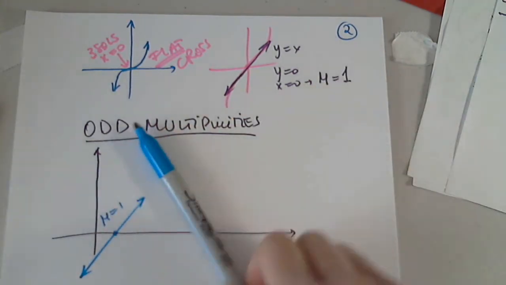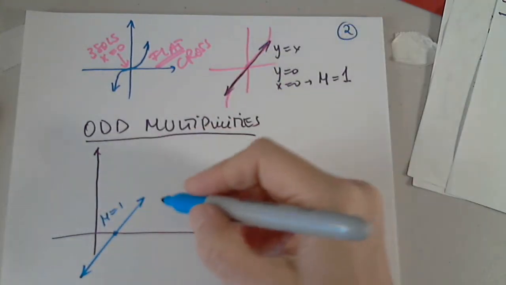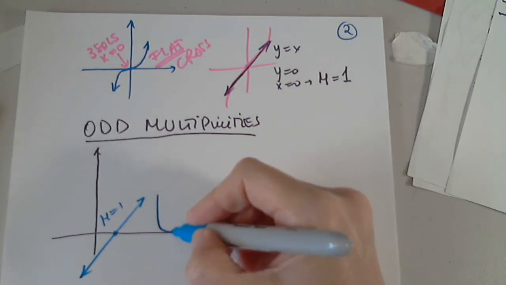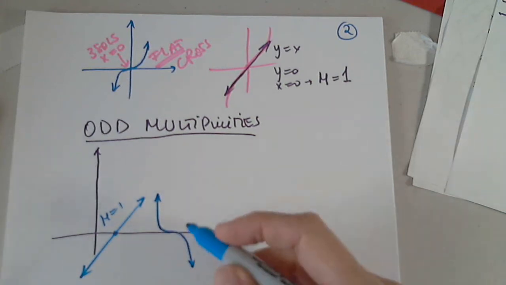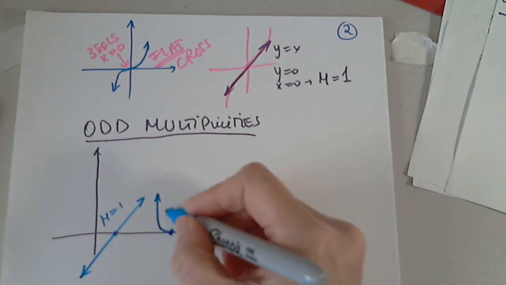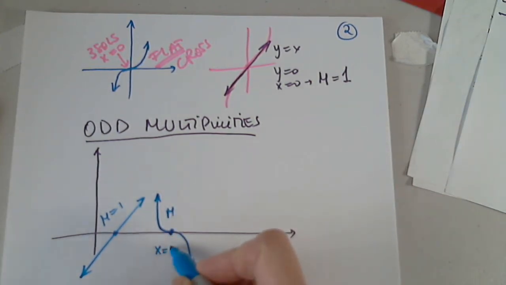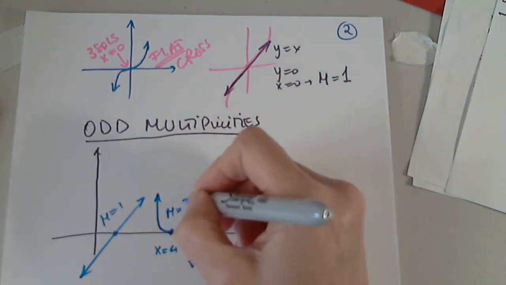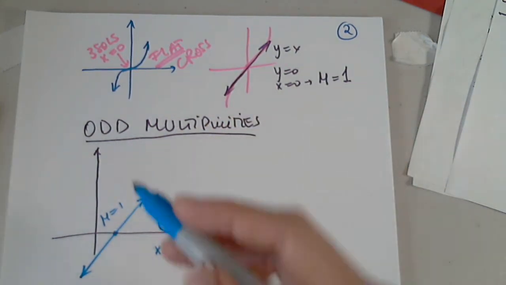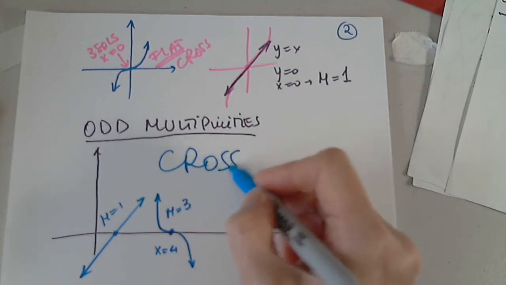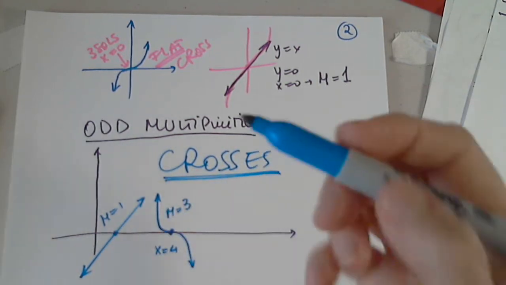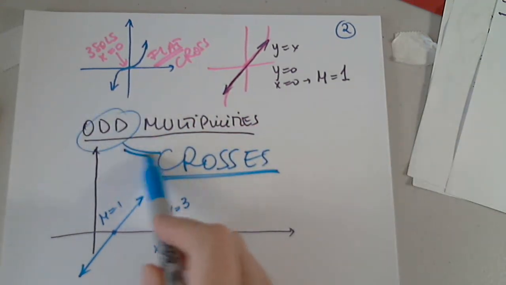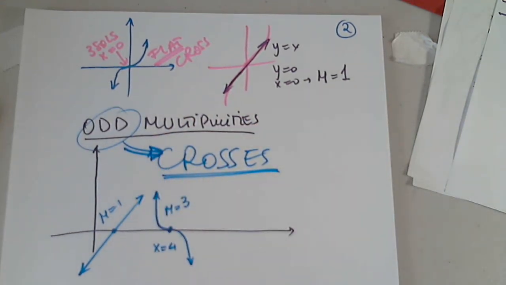And it can be this way as well. Here is a flat cross. Still crosses only once, but it takes its time. This, whatever that is, let's say x equals 4, has multiplicity 3. It's a cross. They're all crossing. For odd multiplicity, they will always cross the x-axis, always.